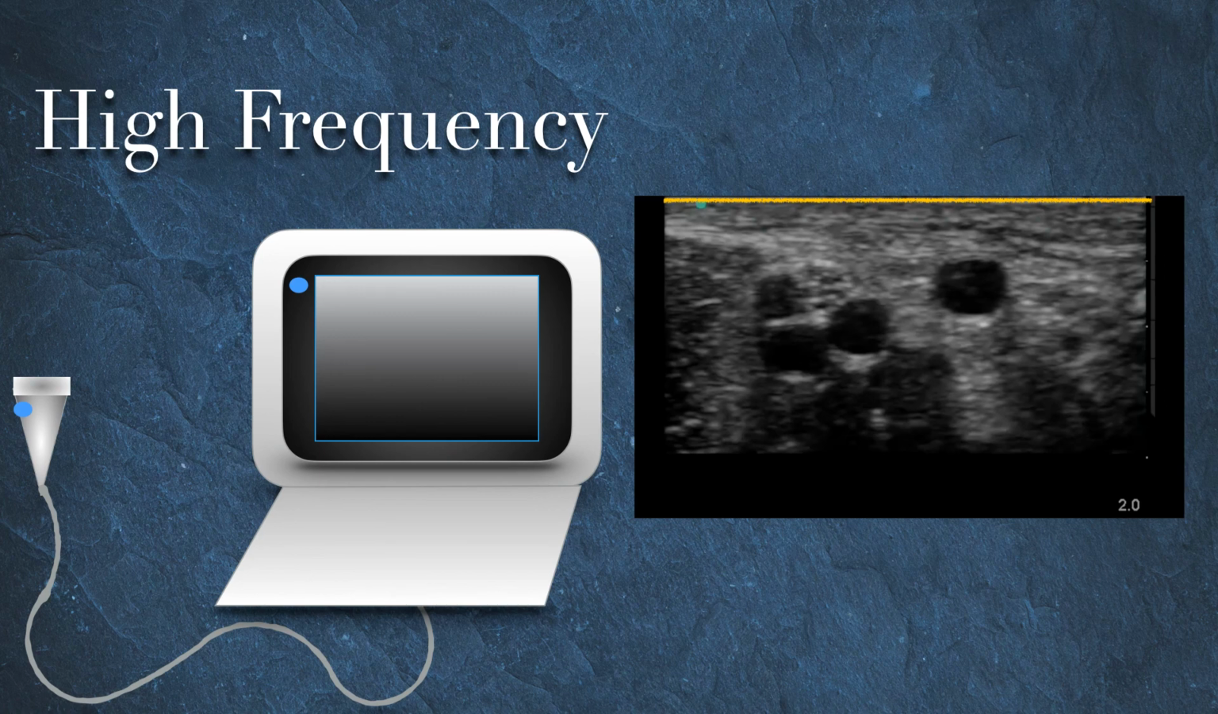This is another image using the linear probe. You can see the rectangular window as well as multiple blood vessels and a nerve. You can also see that the depth is only 2 centimeters. There's a lot of detail in this image, which is why we use it for procedures.